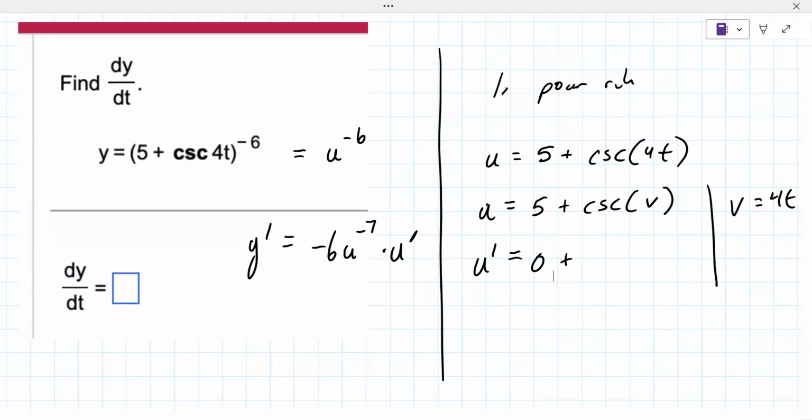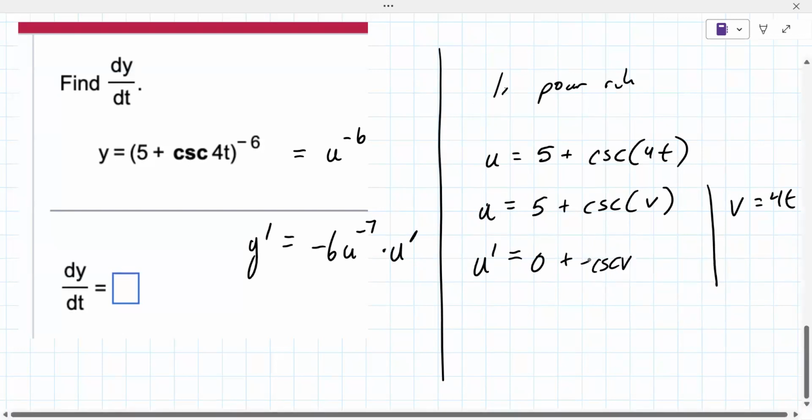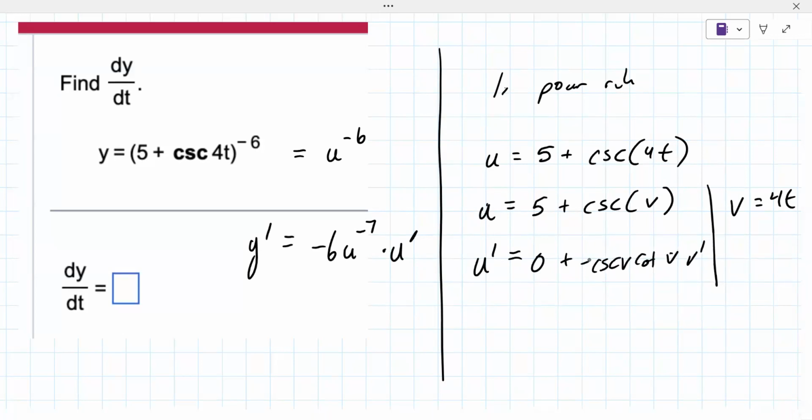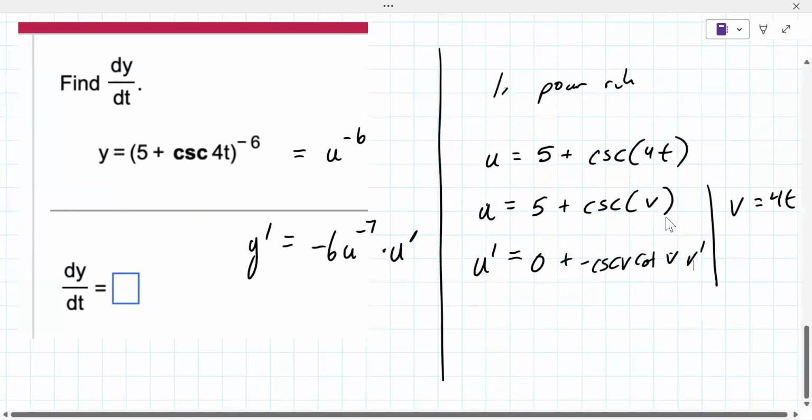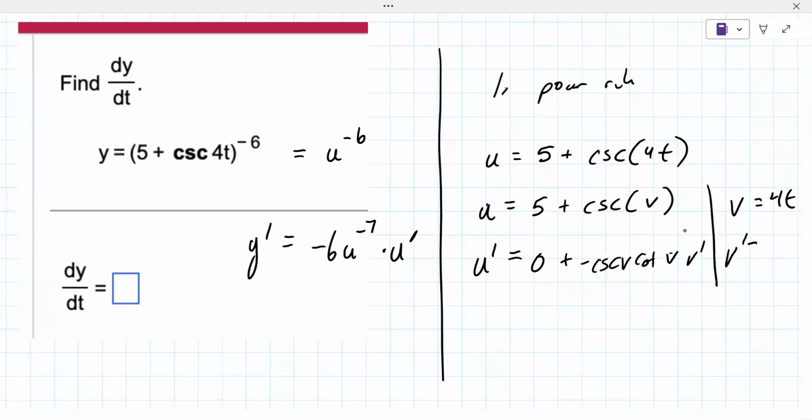Do you remember the derivative of cosecant? No, I don't remember. So that's one you'll want to remember. It's minus cosecant v cotangent v times v prime. Why v prime? Because there's an inside function v. So v prime is 4, like that.